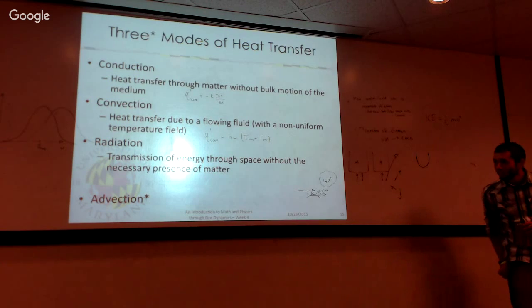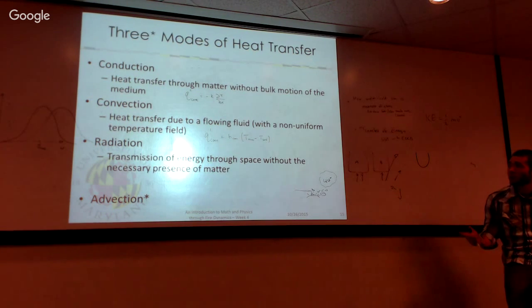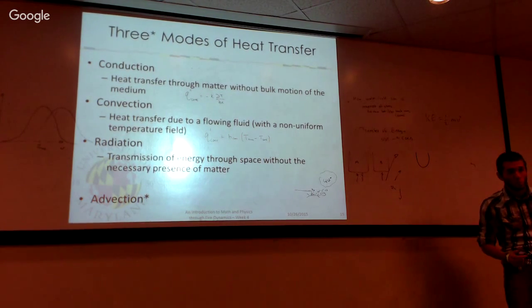So can we think of examples of transmission of energy through space without the necessary presence of matter? Why this is important or why it isn't important? Yeah, why? Because of the sun.